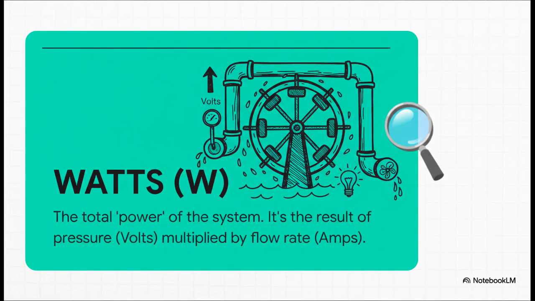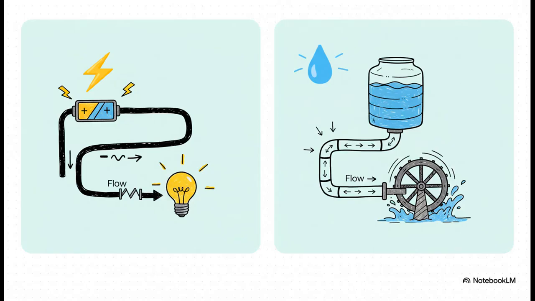Okay, and this is where it all comes together. Watts. Watts are the total power of the system. It's the actual work that can be done. And you get it by multiplying the pressure, that's our volts, by the flow rate, which is our amps. In our water world, this is the real deal power, like how much force you have to spin a big water wheel.